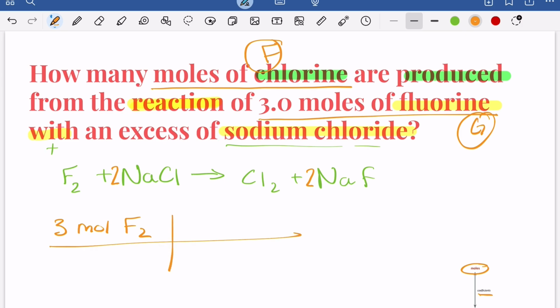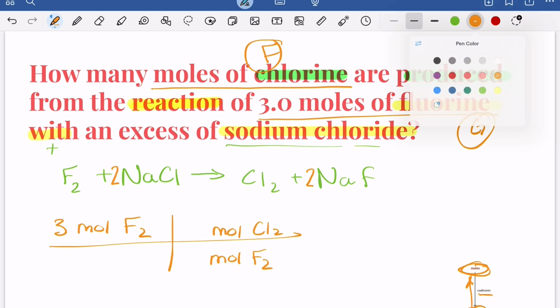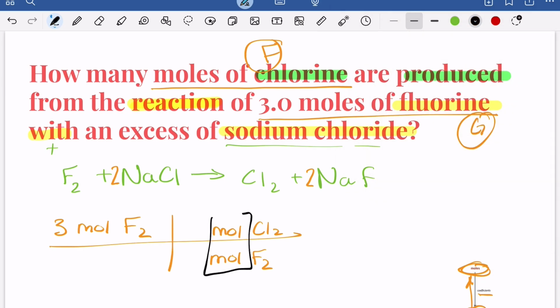Same as always, we're going to cancel that out and put it at the bottom, moles of fluorine. And it wants us to go to moles of chlorine. And I can go straight there from moles of A to moles of B. Here is that mole to mole that you see. So when you see mole to mole, remember, you have got to use those coefficients. So we're going to go find chlorine. Chlorine's right here. Oh, it only has a 1 in front of it.